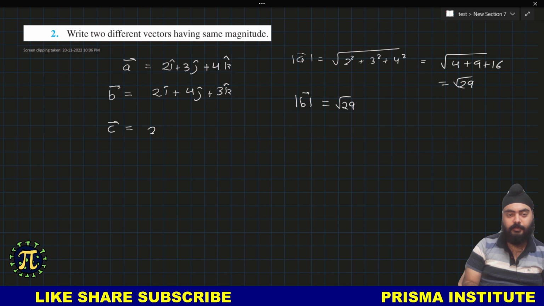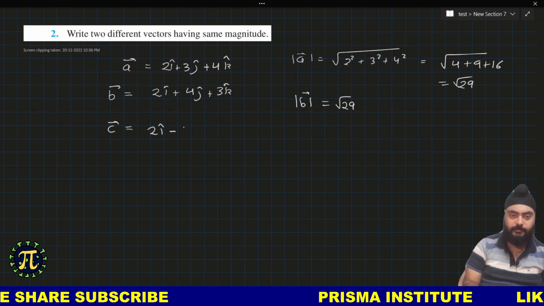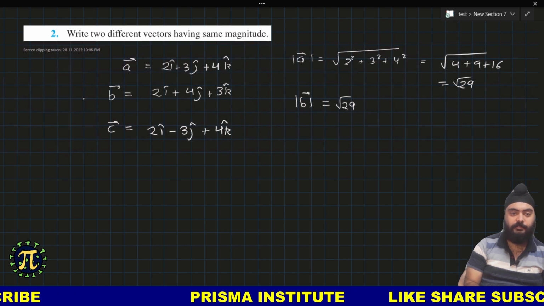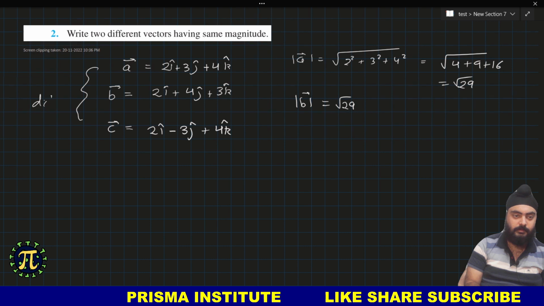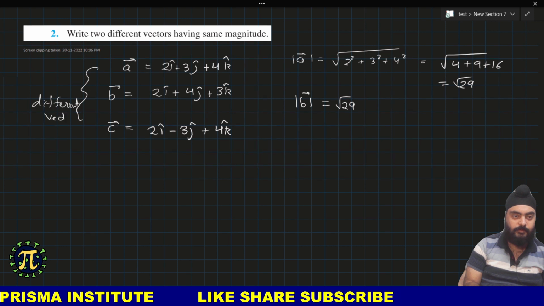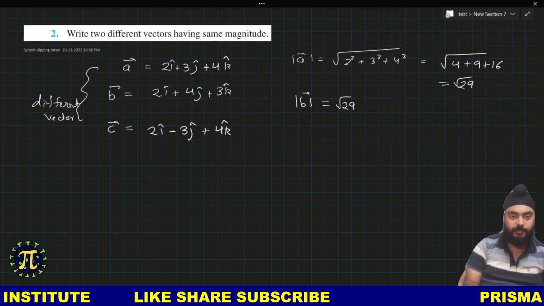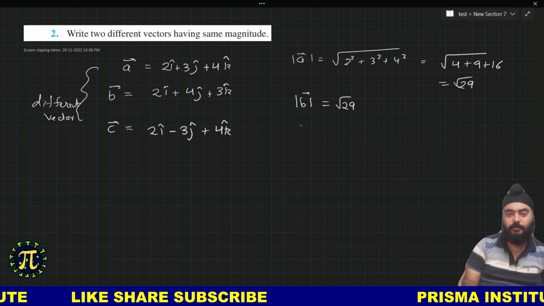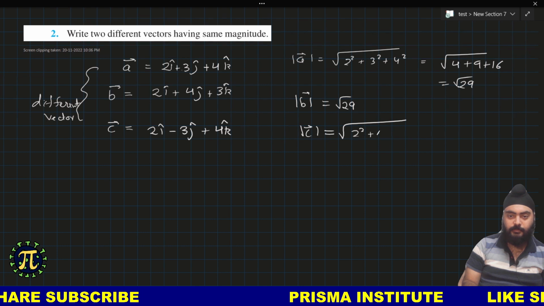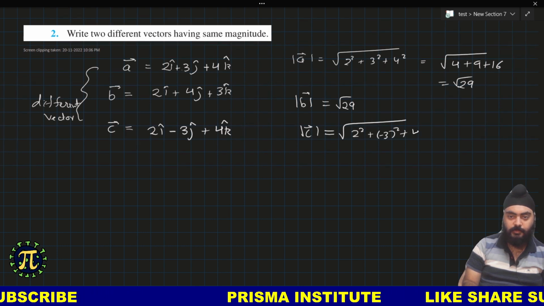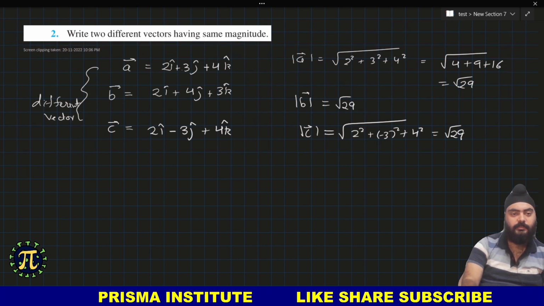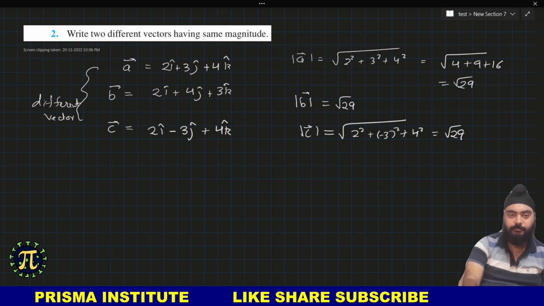What we can do is maybe we can make one of the components negative. So let's say I can do minus 3 j cap plus 4 k cap. So all these three are different vectors, right? Different vectors, because they do not have the same direction. Just by multiplying one of the components with negative, keeping others positive, will not change the modulus. It will still remain 2 square plus minus 3 square plus 4 square, which is again root 29. Okay, so these are three different vectors having same magnitude.